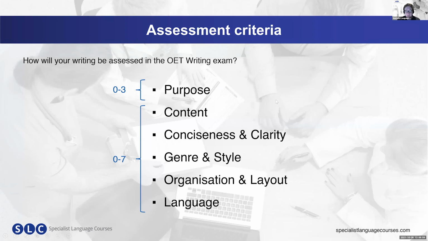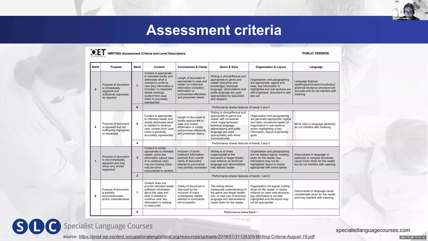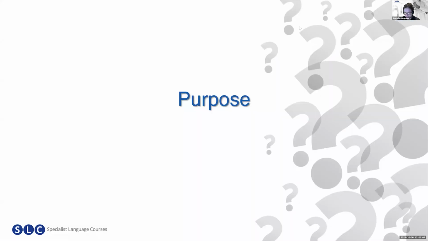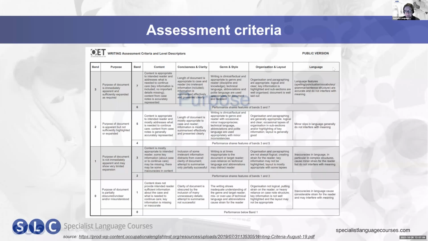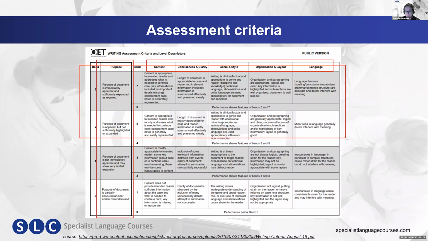And you can find the writing criteria on the OET website. It looks like this. You've got purpose on the left-hand side. Here, if I just show you, you've got the purpose out of 3, and then you've got all the others here. And you want to be looking at the top scores here; that is what you should be aiming for to get an OET grade B.